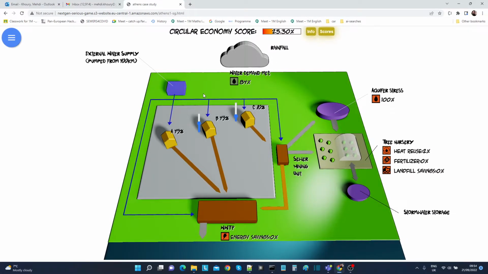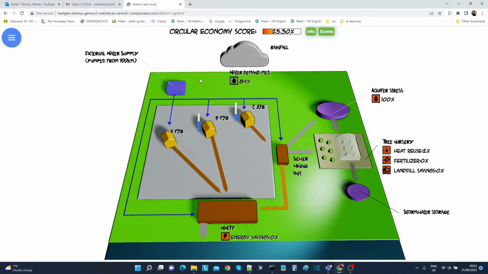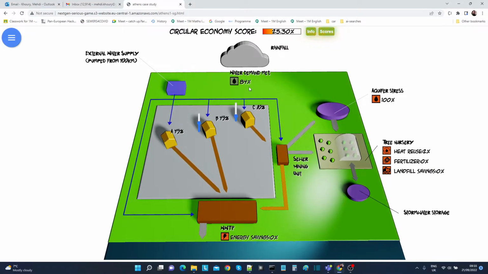So that's roughly all the important components. Now there are indicators which are visible on screen. First of all, there is the big circular economy score on top. The goal of the game is to just maximize that score. So you will be able to change some components and the technologies and the households, or how many sewer mining units you have and all that, and then hopefully your circular economy score should go up depending on what decisions you take.